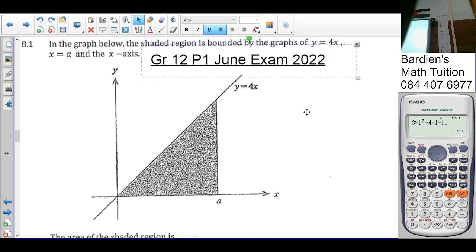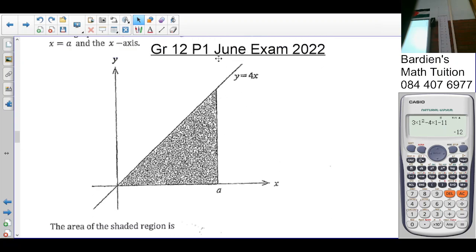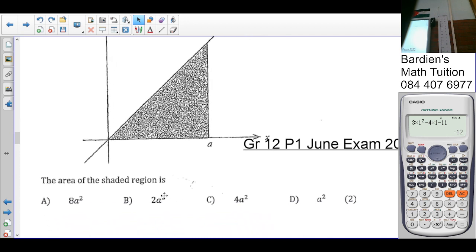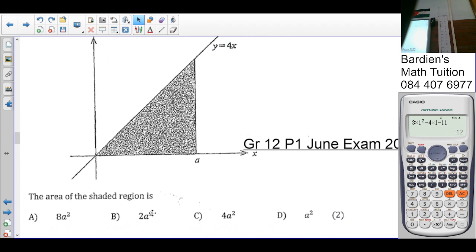So my question was, in the diagram below, the shaded region is bounded by the graph y equals 4x, which is this graph here, and x equals a, which is this line here, and the x-axis, which is this line. You see this? The shaded region is bounded by that. Okay. First question is, the area of the shaded region is.